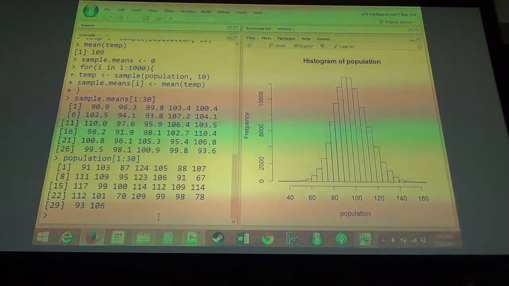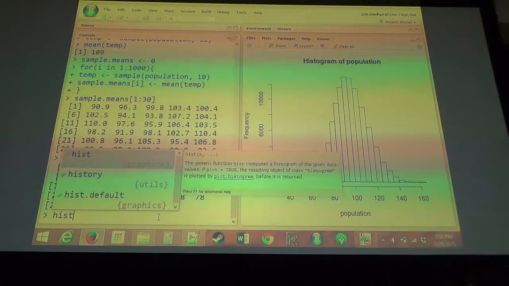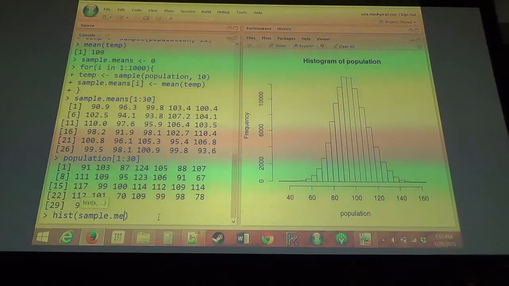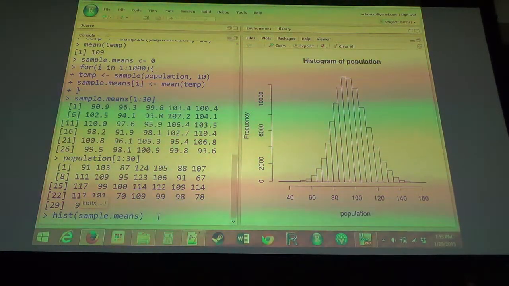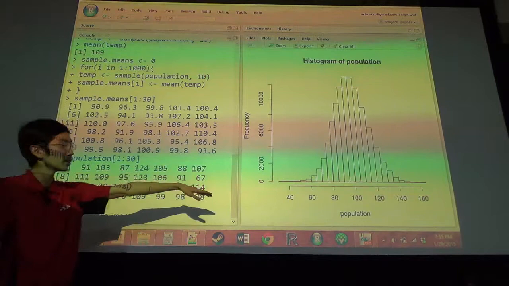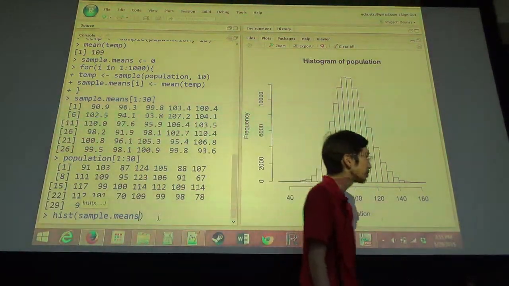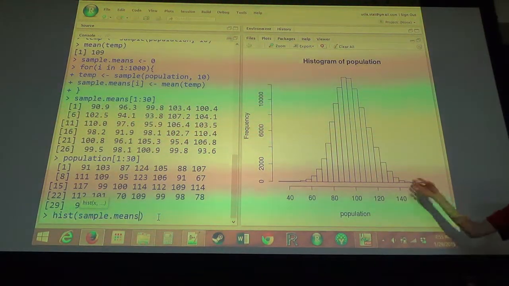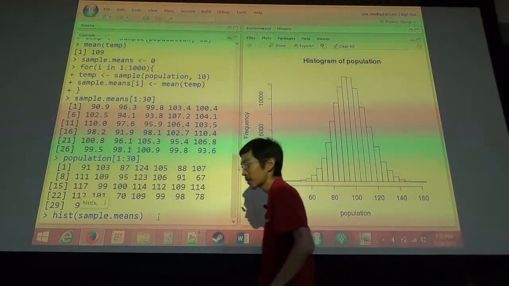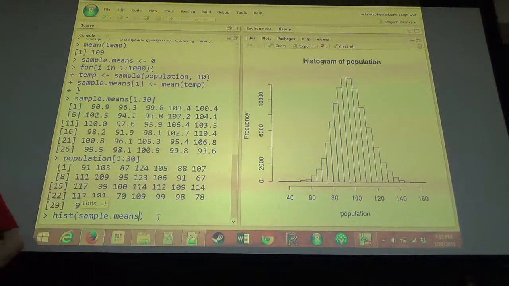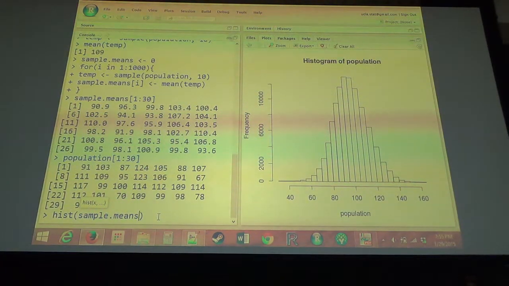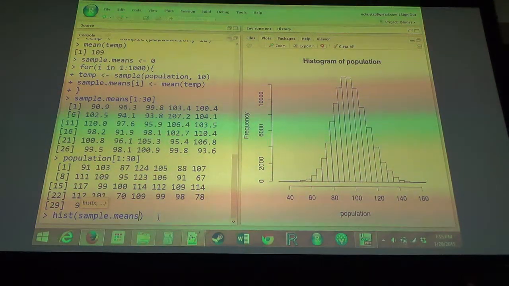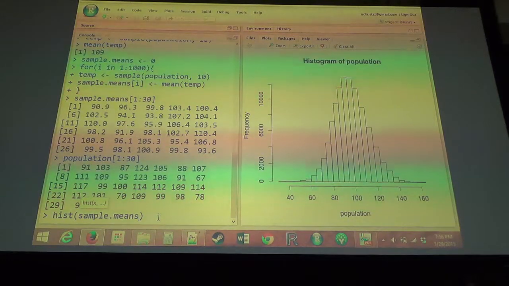So what do you think the histogram of the sample means will look like? Any guesses here? So this is the population. Look at the population. We've got this normal distribution, centered at 100, standard deviation of 15. What do you think the histogram of the sample means is going to look like? Let's take a look.